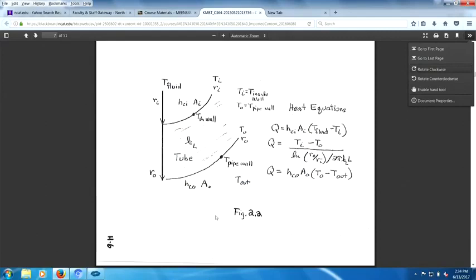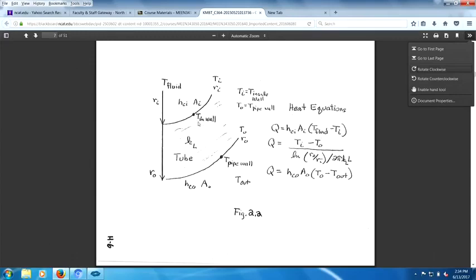So if I take a pipe, I have the temperature of the fluid sitting up here, and I have the temperature outside somewhere. And what happens is I have a convective heat transfer from the fluid to the wall. So I have the convective heat transfer coefficient inside the wall, the area of the inside wall, and the fluid temperature minus the temperature of the wall, Ti. Then you have conduction across the tube.